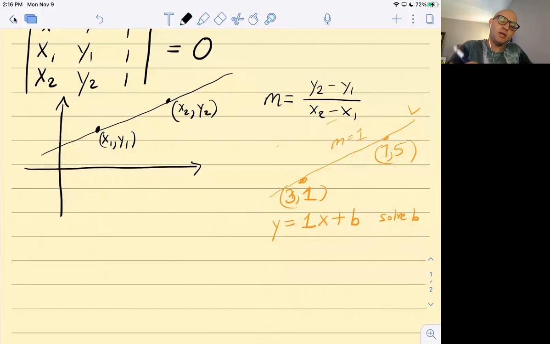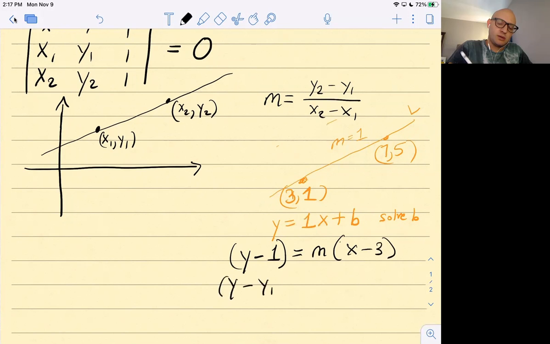So what you can do when you have that is you can get a nice equation. You can write it like this: y minus the y coordinate of your point equals m, which in this case happens to be 1, times x minus 3. The general formula is y minus y1 is equal to m times x minus x1.